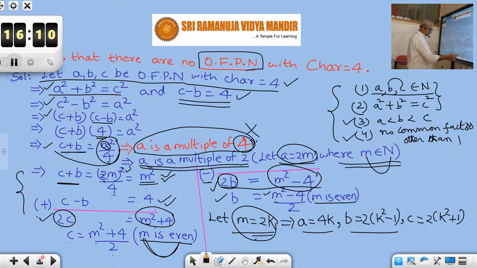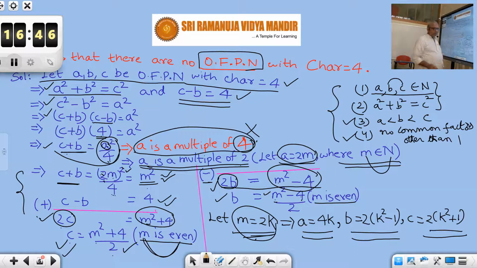Similarly, if you put m equal to 2k in this equation, 2k whole square is 4k square, plus 4 by 2. (4k square plus 4) by 2 is what? 2k square plus 2. So 2 common. So you will get 2 into (k square plus 1). Now see the values of a, b, c. A is equal to 4k. B is equal to 2 into (k square minus 1). C is equal to 2 into (k square plus 1).